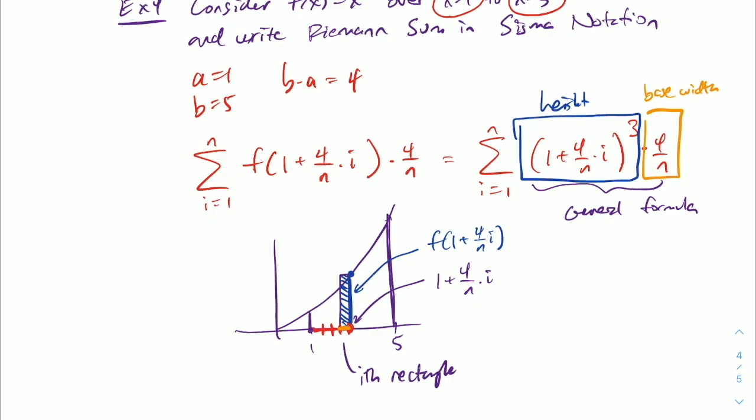So this is a general formula for the area of the ith rectangle. And then the sigma, i equals 1 to n, is adding up the areas of all those rectangles, not just the ith rectangle, but every rectangle starting at the first right endpoint all the way to the last right endpoint.